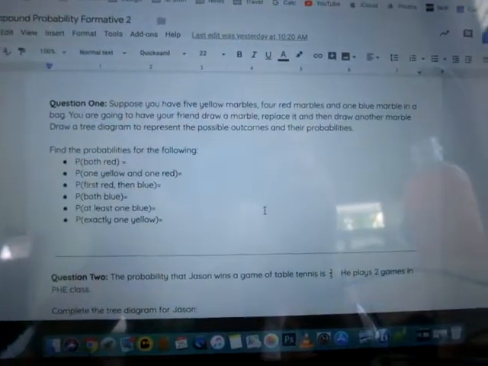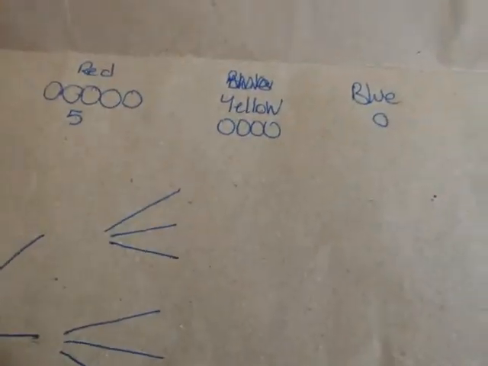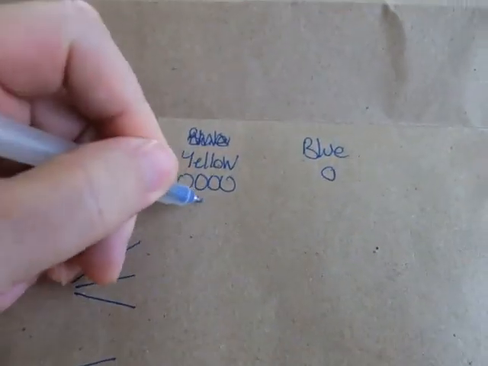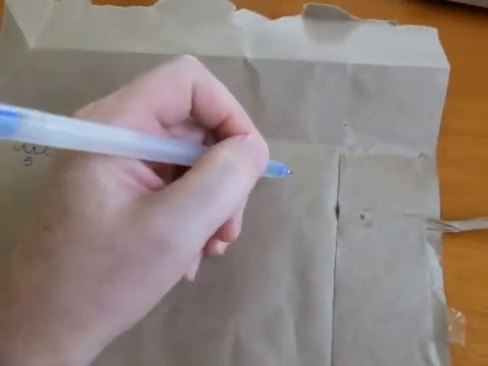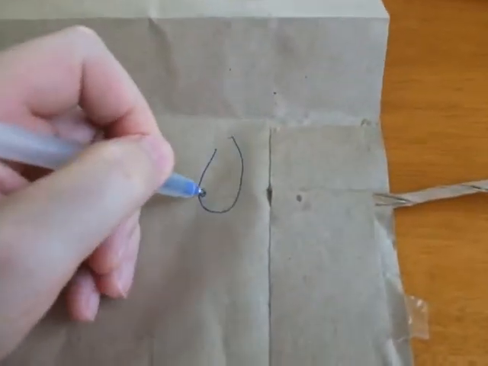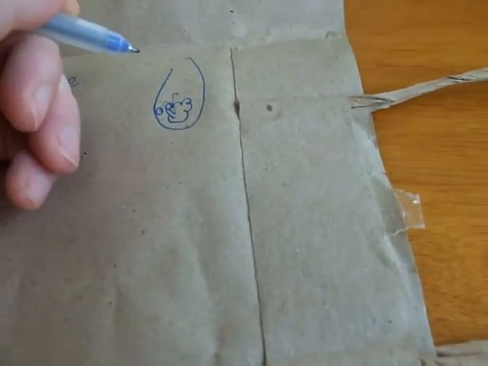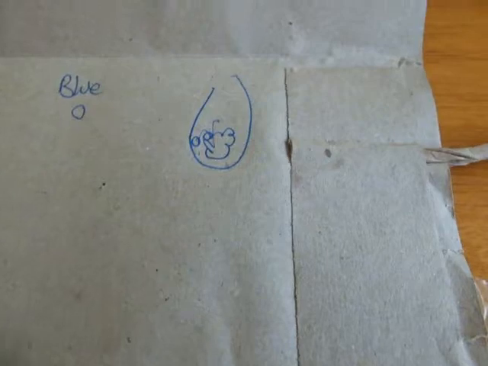Okay, we're going to have a look at question number 1. Question number 1 says, suppose you have 5 red marbles, 4 yellow marbles, and 1 blue marble. Then the question asks, you put them into a bag, all of these marbles. You take one out, you put it back in, and then you take another out. And it's asking for the probabilities of what the colors would be.